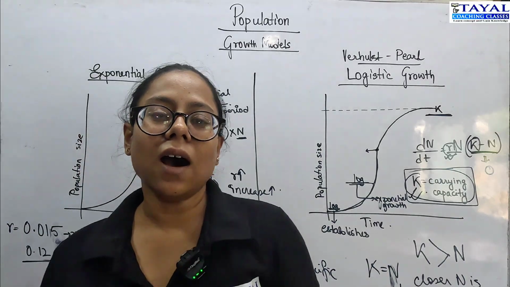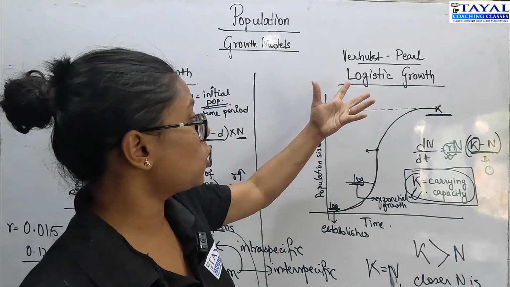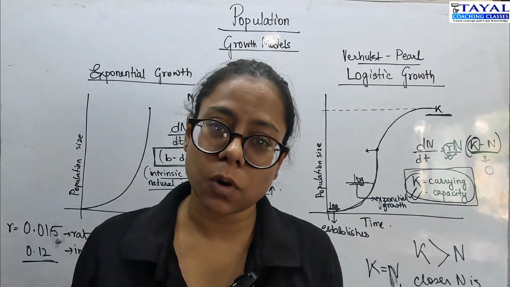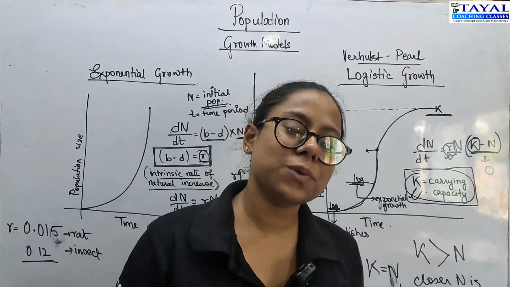Right? So these are your growth models. The logistic growth model is also known as the Verhulst-Pearl growth model. I hope this much was clear.